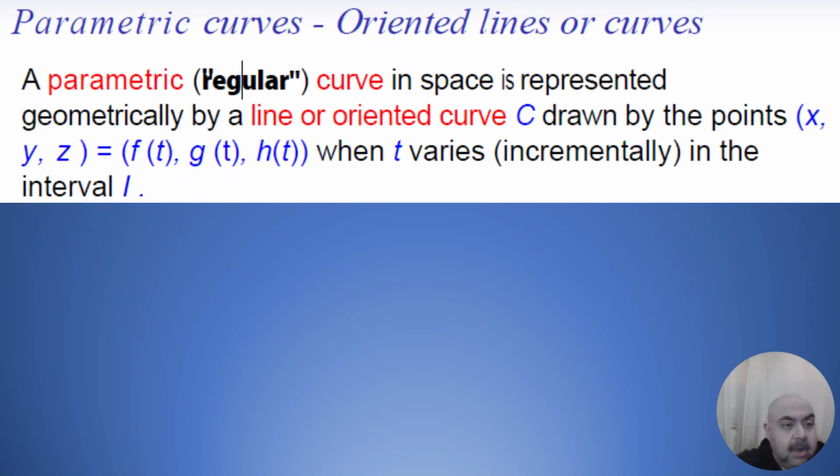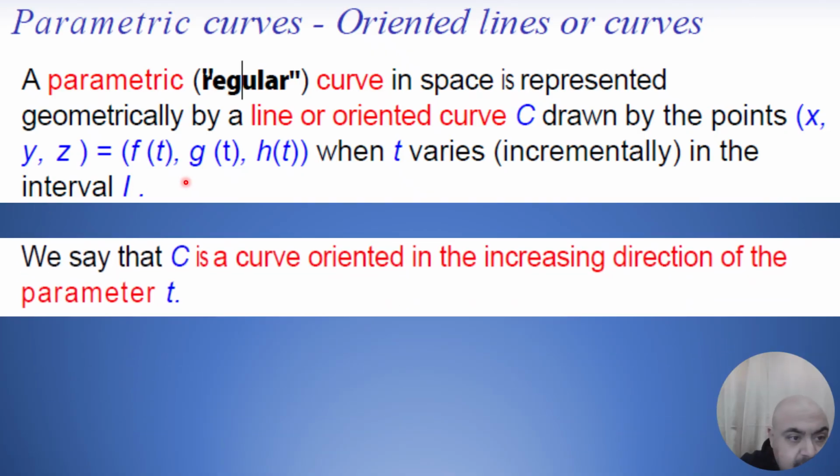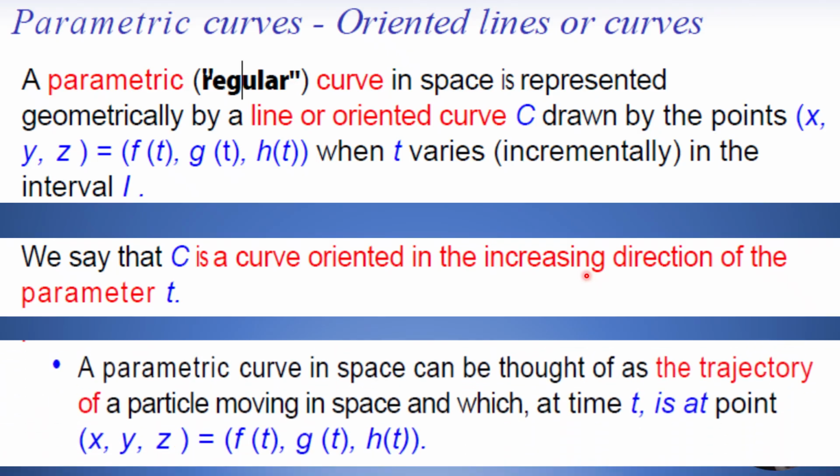So a parametric curve in space is represented geometrically by a line or oriented curve C, drawn by the points x, y, and z, where x is a function of t, y is a function of t, and z is a function of t, where t varies incrementally in the interval I. We say that C, the oriented curve, is in the increasing direction of the parameter t. So C by itself, this curve, will change according to the direction of the parameter.